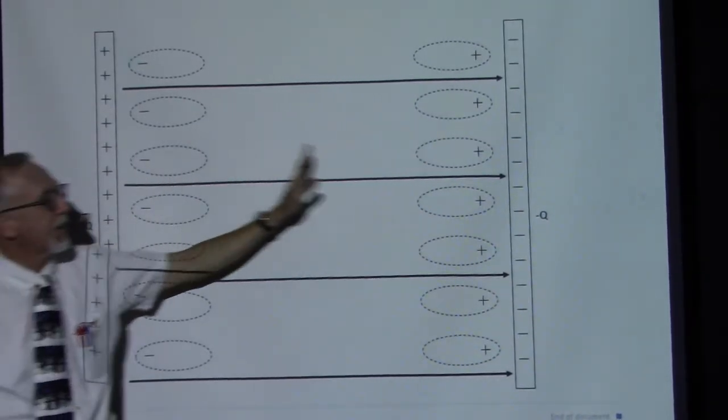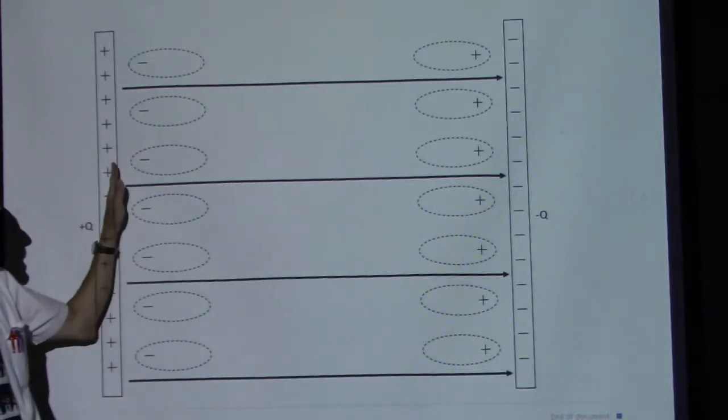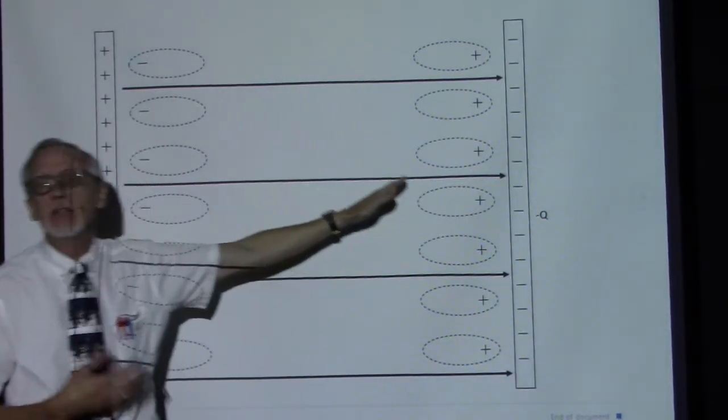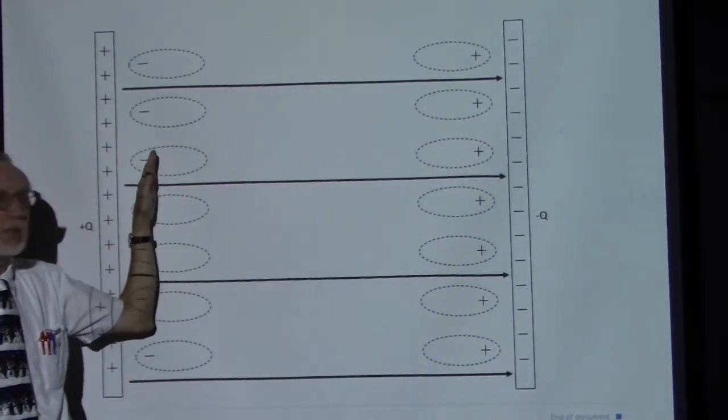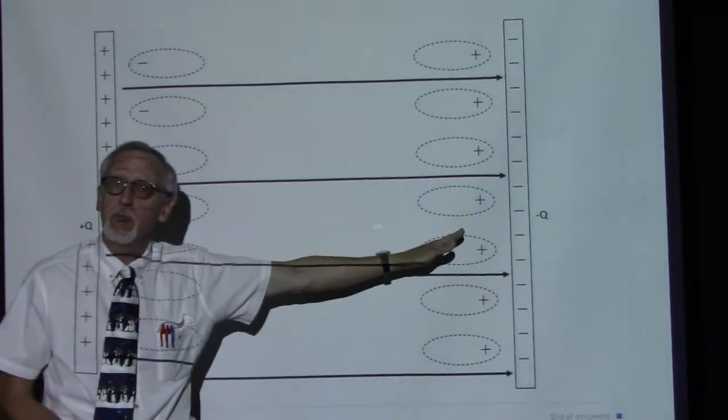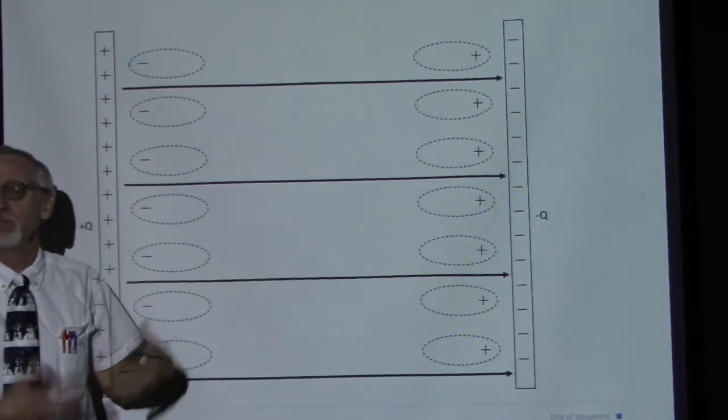Well, with a weaker electric field, what happens? The potential between the plates is smaller. We have a smaller difference of potential between the two plates. So what does that mean?